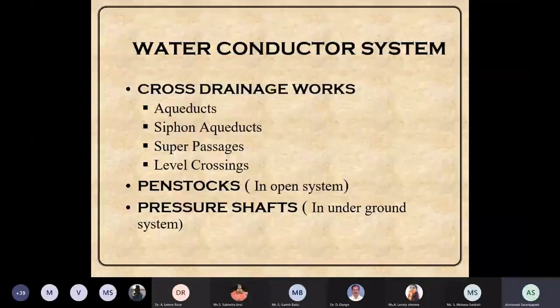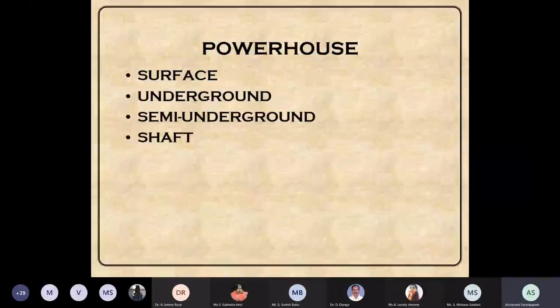Power house will be, as I told, surface, underground, semi-surface, and shaft power house. And this is the overall dimension of the power house. How to finalize the length of the power house? To define the length, we want to keep the length of the service bay.